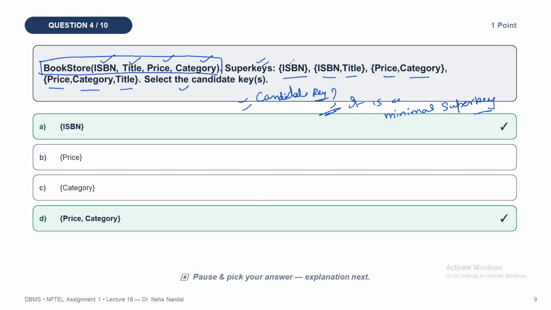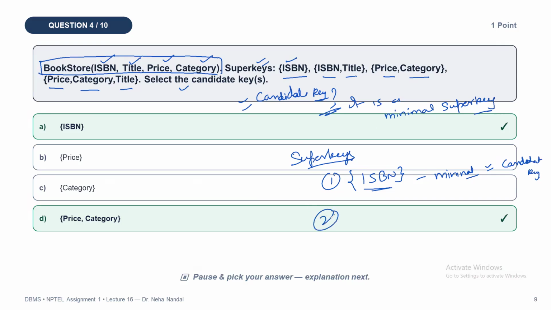Now, let's see one by one. Let us take all the super keys one by one, then you will get the answer. Our first super key is ISBN. Minimal means we have to reduce it further. It is an individual one, so we cannot reduce it further. It is already minimal, so yes, it can be a candidate key.